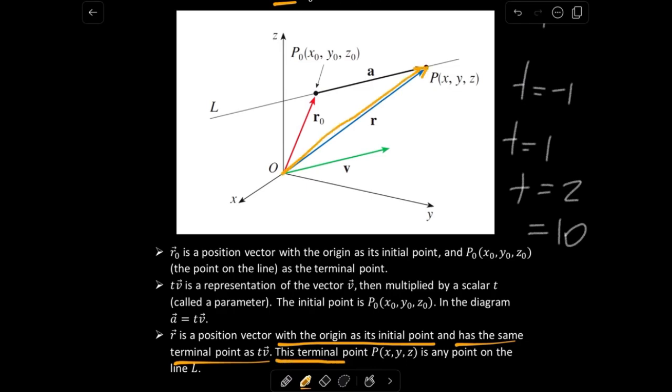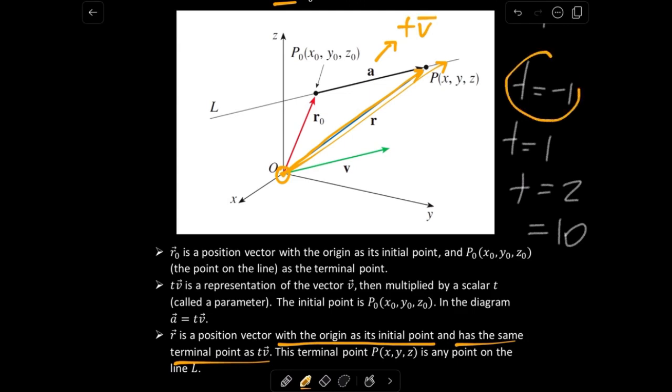Now this terminal point, why it's special: we'll call it P(x, y, z). That is any point on the line L. So what this r vector does is start at the origin, and it is going to map out points on that line. And how it does that is, you look at this vector t times vector v.